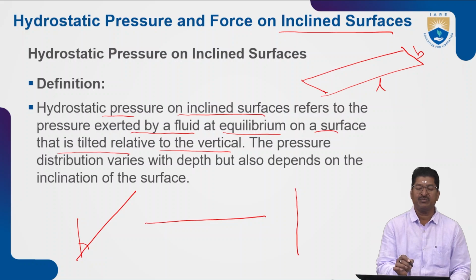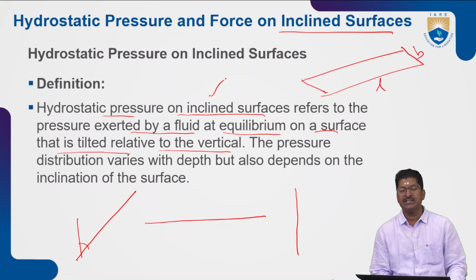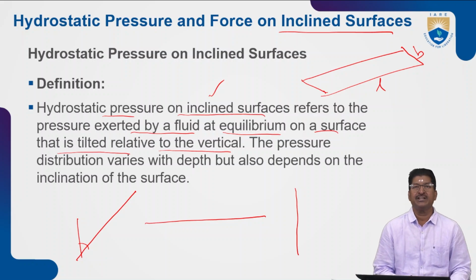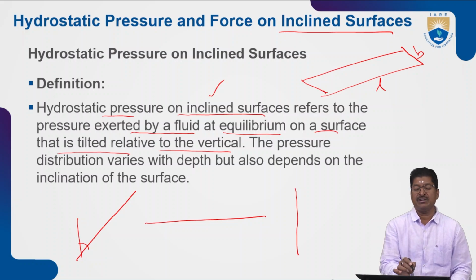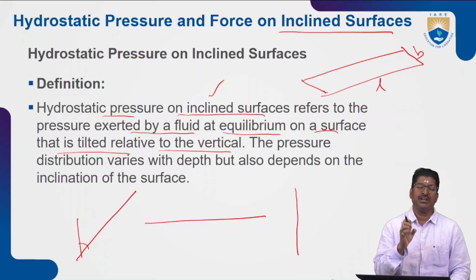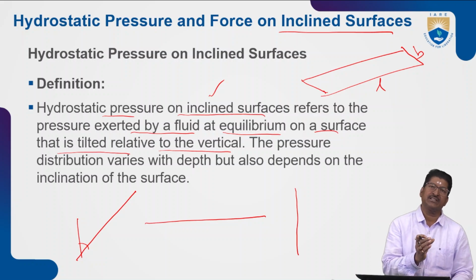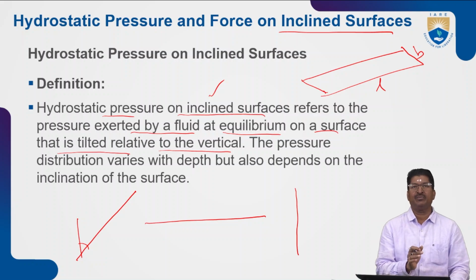Okay, hydrostatic pressure. Here, instead of a horizontal surface, we will replace that with an inclined or vertical surface. Hydrostatic pressure on an inclined surface refers to the pressure exerted by a fluid. That means the fluid will exert some pressure on any submerged body. Because it is an inclined surface, the definition is that it is the pressure exerted by a fluid onto the inclined surface at equilibrium condition.